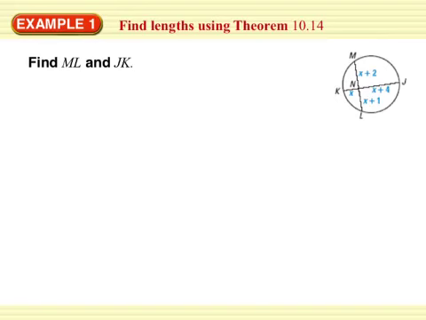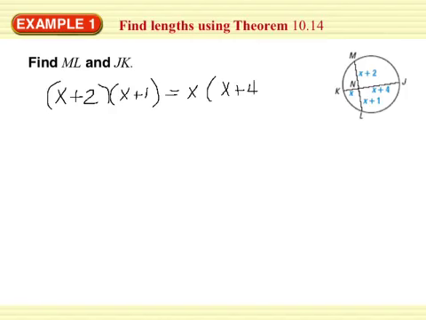Let's try our first example. Find lengths using Theorem 10.14. So I have segments of the chord, so we're going to multiply. I'm just setting up one segment times another equals one segment times another. Those two segments multiplied equals these two segments multiplied. And let's do the multiplication.